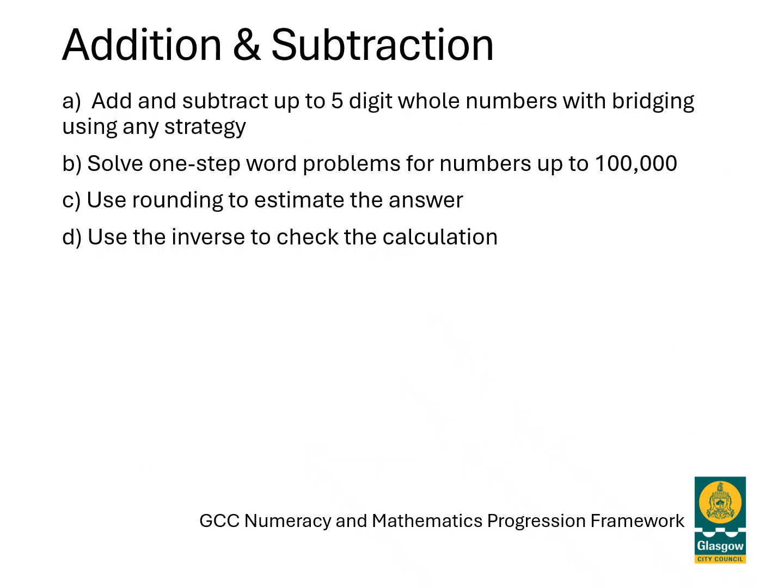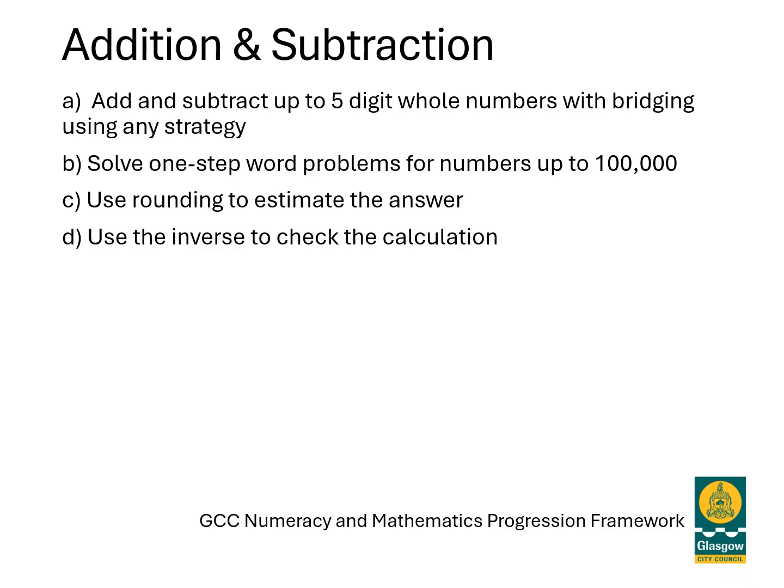So moving on to the next organizer in the block, addition and subtraction. We have 4 teaching points here. Adding and subtracting up to 5-digit whole numbers with bridging using any strategy. So in our progression planners, we have introduced column addition and subtraction from as early as primary 3, not including any bridging at that stage. Then in primary 4 and primary 5, we have introduced bridging. So in that sense, for future cohorts, this is a revision point and an extension to 5 digits, but the process will be familiar to them.